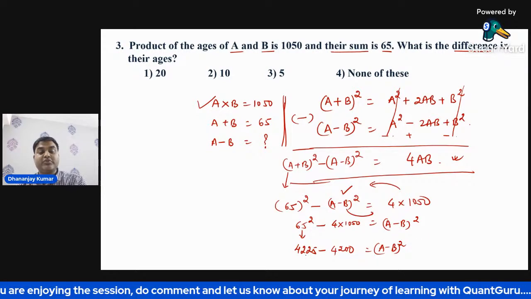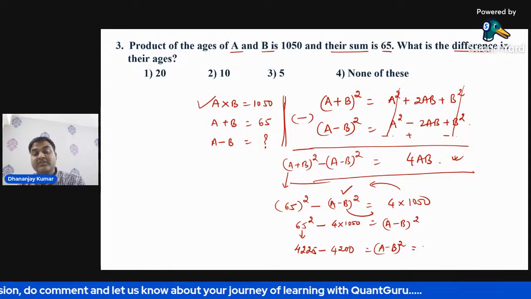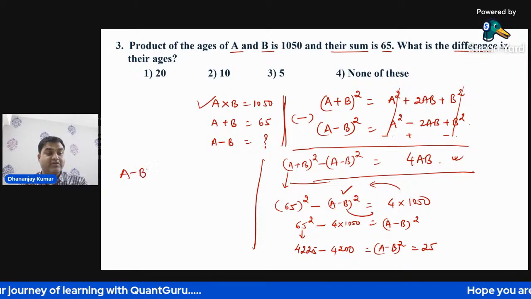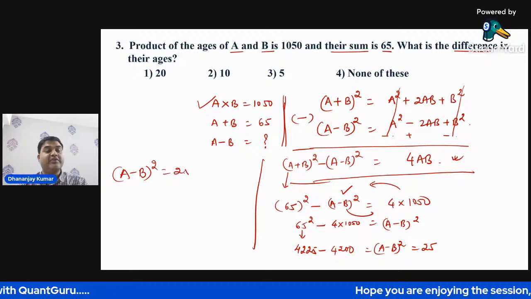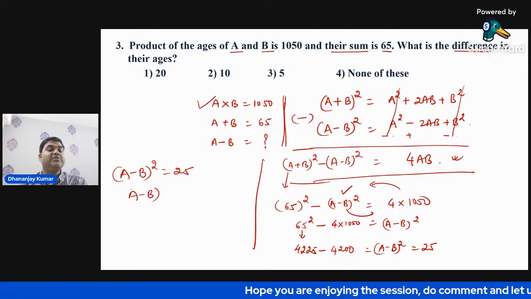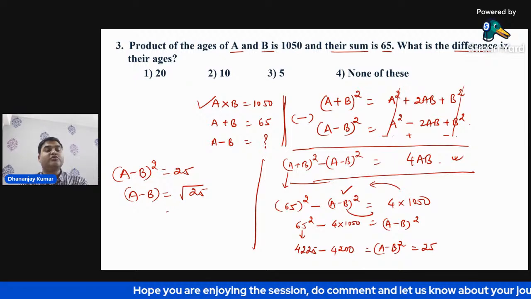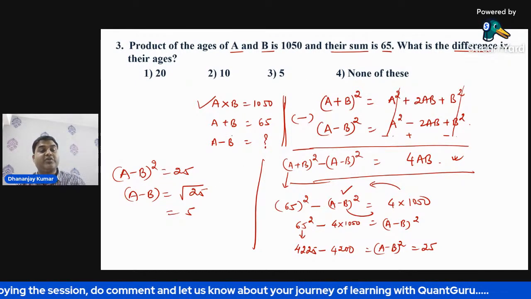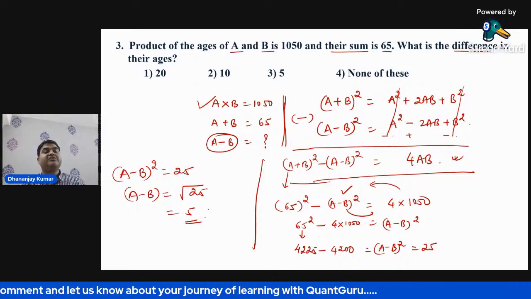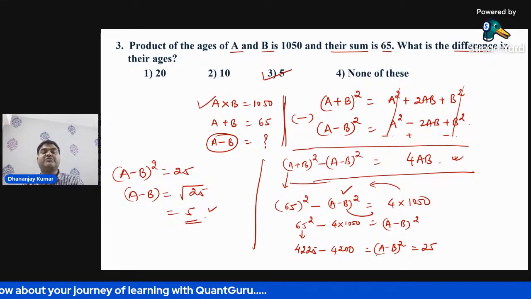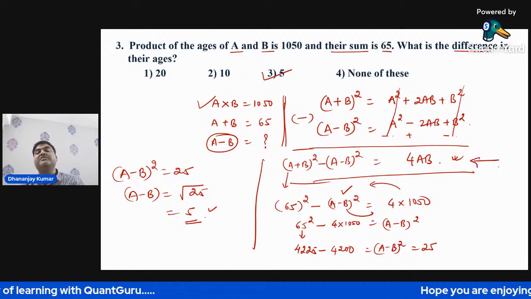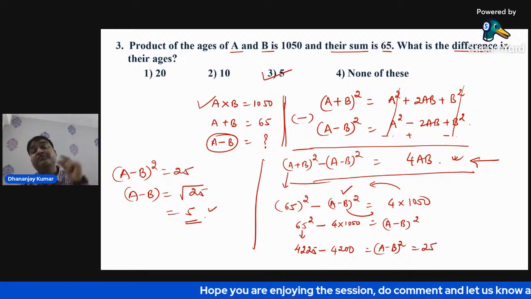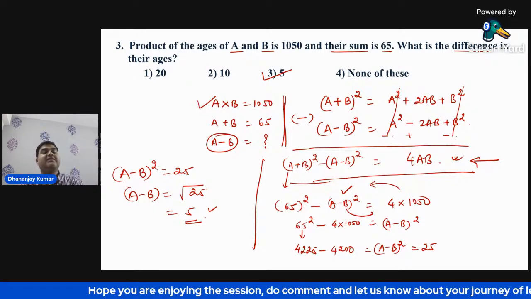That means A minus B whole square is going to be equal to nothing but 25. If A minus B whole square is equal to 25, what does A minus B mean? That is under root of 25, which is going to be 5. That is what we have to find out, my dear friend. The question was, what is the value of A minus B? So A minus B is going to be 5. It will not take this much time if you already remember this formula. A plus B whole square minus A minus B whole square is going to be 4AB. Put the value, get the answer.